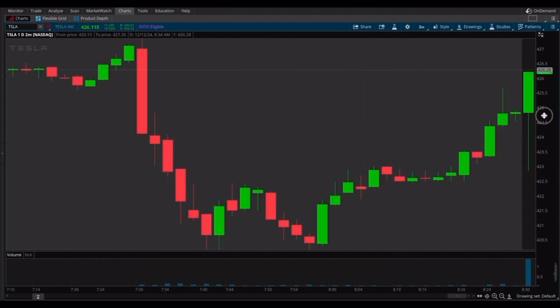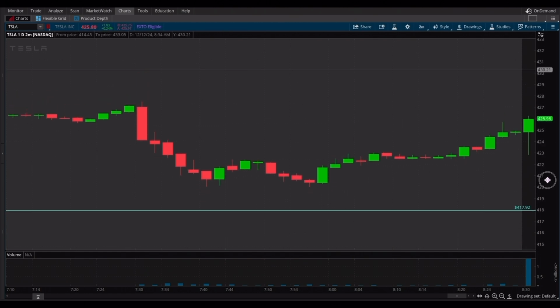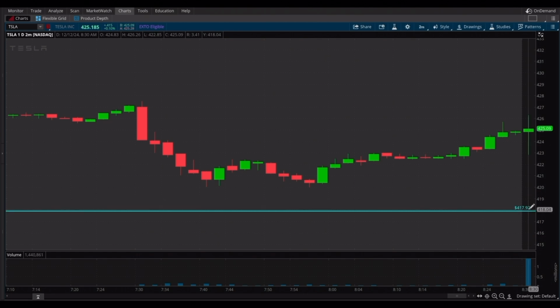And you can see divergence in the momentum as Tesla is struggling to hold above 426 just off the rip. It just cleared that level for 425. We're going to see how it plays. Let's see. It's at 424.